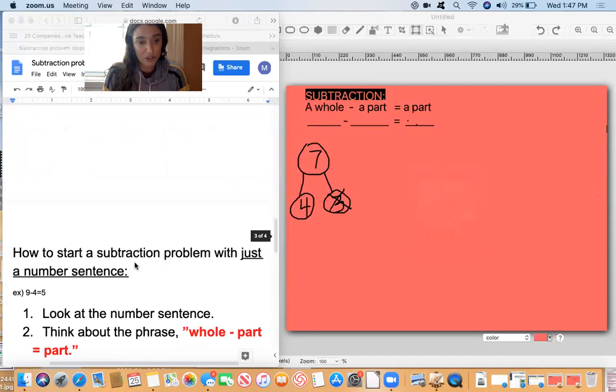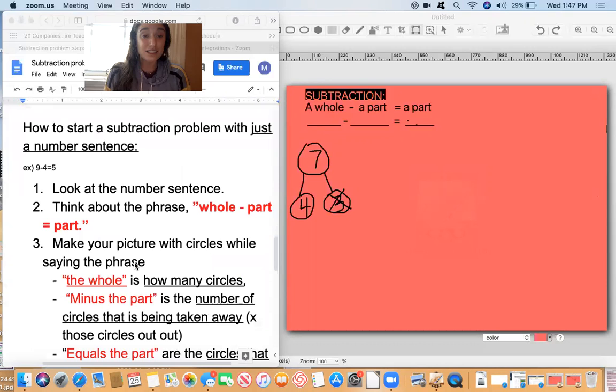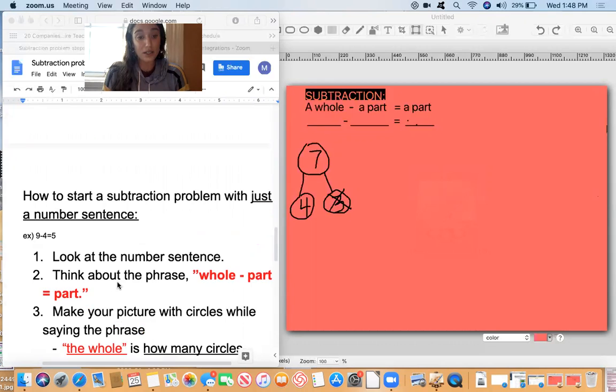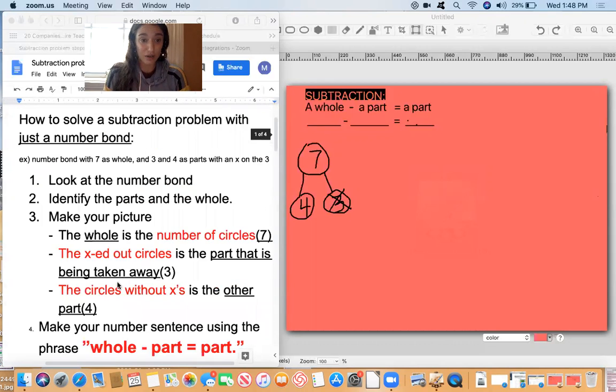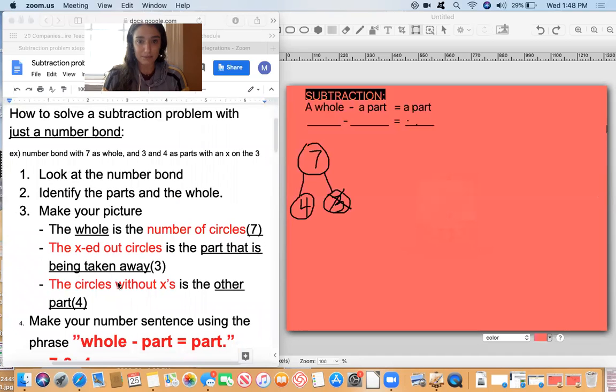And then after we do that, sometimes they're just going to give us a number sentence. This one is kind of hard. When you're given that, you have to know how to make your number bond and your picture to go with your number sentence. So we're going to be learning how to solve each of those problems one step at a time.